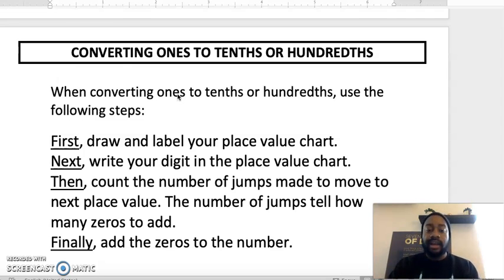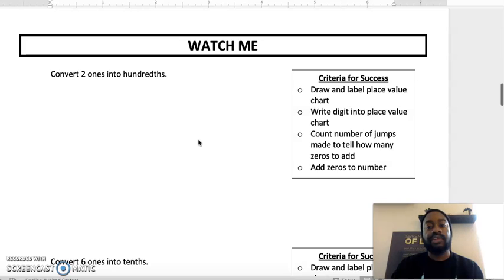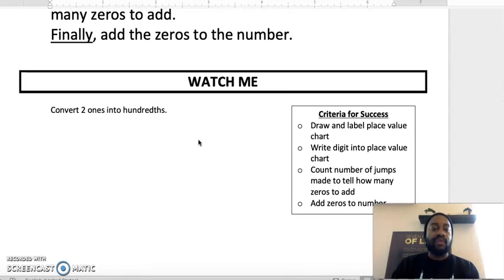We then write that number that we're starting with in the place value chart. We then make our jumps to the new place value we're moving to. We then add the zeros and turn that into a fraction. I'm going to show you what that looks like before you take it over and complete your quiz.